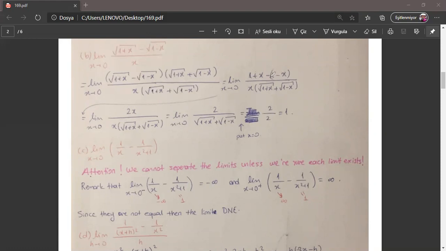So here we have this numerator, and in the denominator we get the same, of course. If you do some operations here, you get 2x over this, and we simplify this x and this x and get 2 over square root of 1 plus x plus square root of 1 minus x. Here we just put x equals 0 because we don't have any function which is not defined at 0, so we get 2 over 2, which is 1.